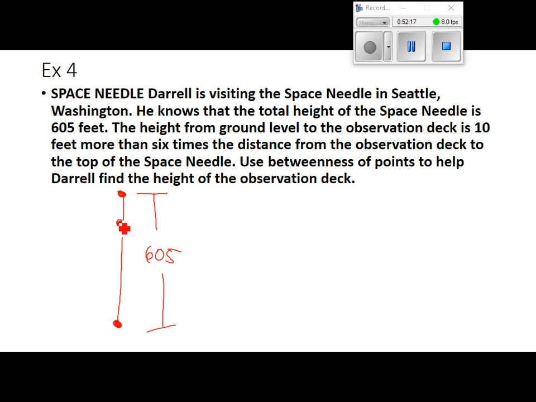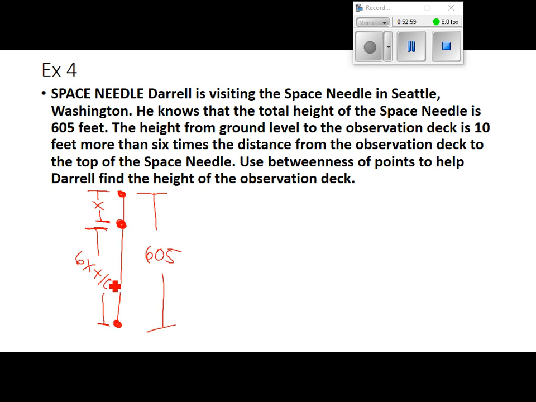So they're telling us this is 10 feet more than 6 times this distance. Bad thing is we don't know this distance. When you don't know something, doing algebra, what do you put in? X. So what's the length from here to here? X. So let's make that x. Now this is going to make more sense. From here to here, it's 10 feet more than 6 times x. How are we going to write that? 6x plus 10, or 10 plus 6x, makes no difference.